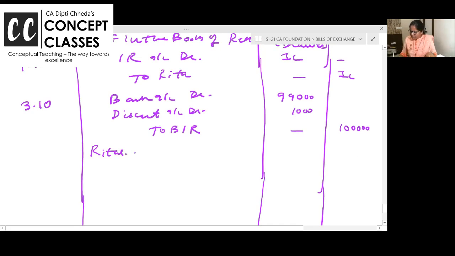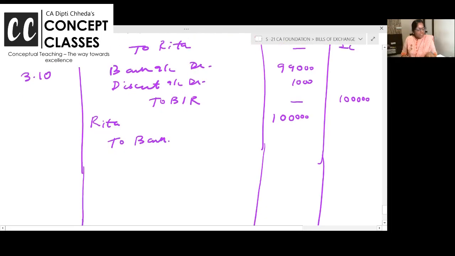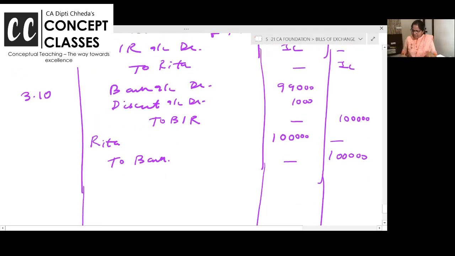Rita, again you have to pay. You owe me 1 lakh rupees. I have to pay the bank along with noting charges. Okay, noting charges are not there in this problem, surprising. Otherwise, Rita to bank 1 lakh 1,000. Rita, you pay me 1 lakh 1,000, 1,000 extra, and I will pay the bank 1 lakh 1,000. Like that. But no, not here. So this is the entry for dishonor of the bill, which is already discounted.